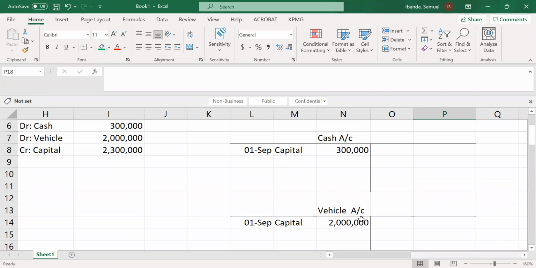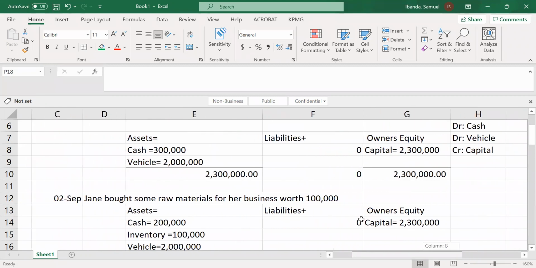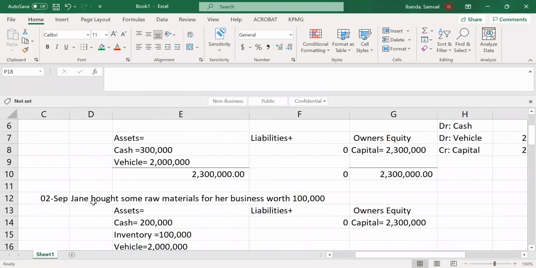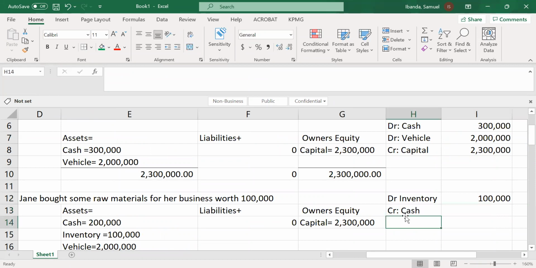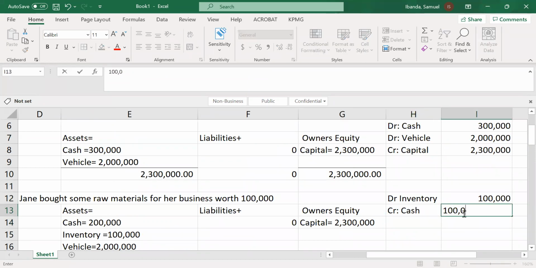So that will proceed continuously. Even when I get to here, where Jen bought some raw materials for her business, in the same way, I'll look for the two double entries. What am I debiting? I'm debiting inventory. So I can open up my inventory account and on the debit side, record it. With how much? With 100,000. What am I crediting? I'm crediting cash because they didn't tell me they bought this on credit. So this is on cash.